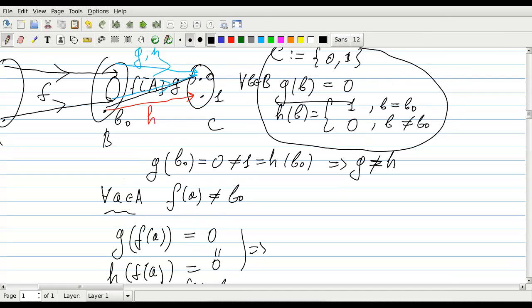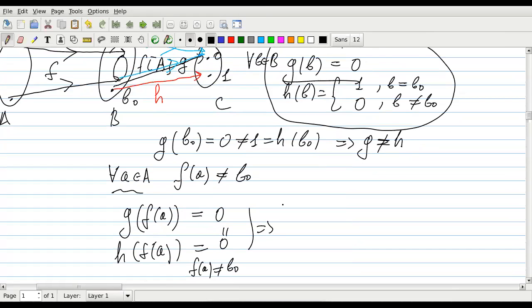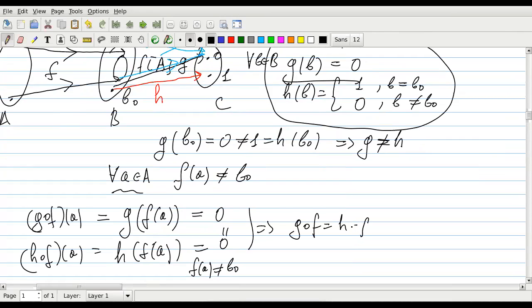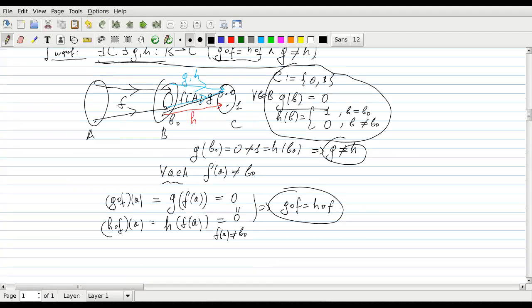So we have that all possible values of these two compositions are point-wise equal. They are equal to each other at every point. So this composition equals this one, while G is not equal to H. Is it clear?